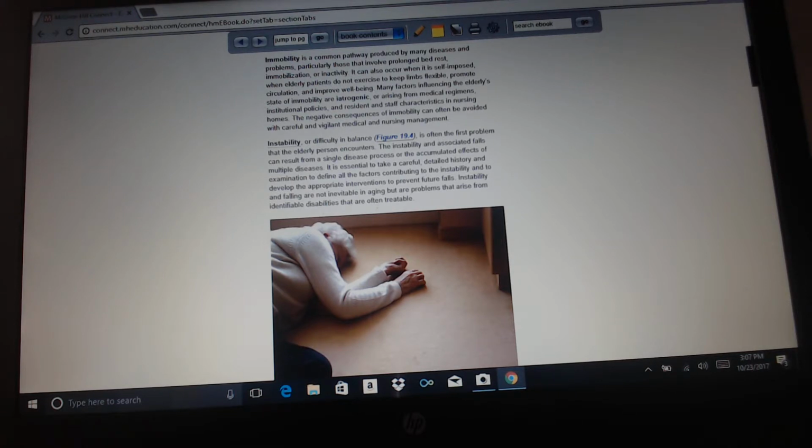Many factors influence the elderly state of immobility or are iatrogenic, or arising from medical regimens, including institutional policies and resident and staff characteristics in nursing homes. The negative consequences of immobility can often be avoided with careful and vigilant medical and nursing management.